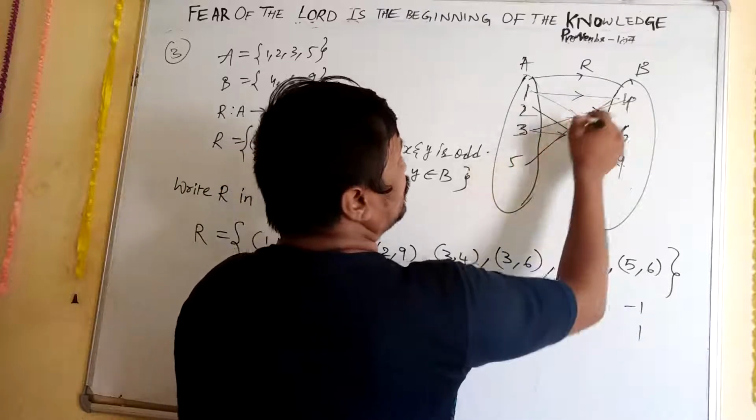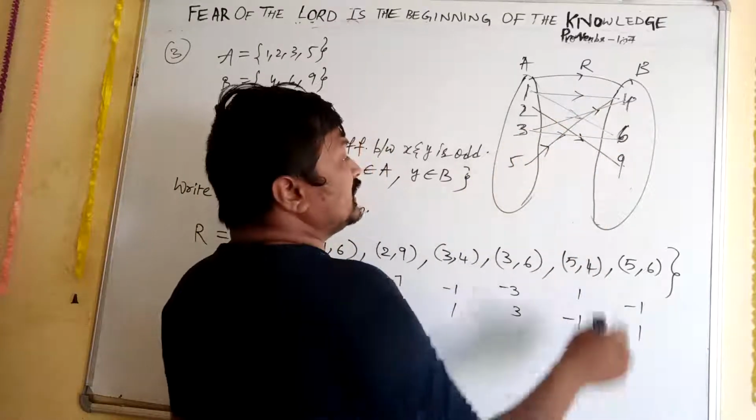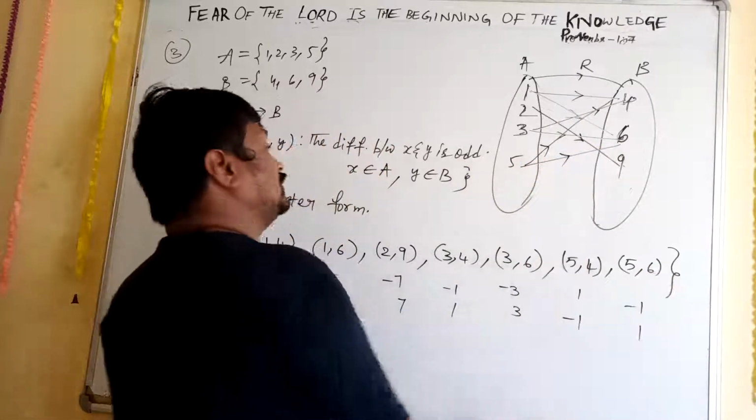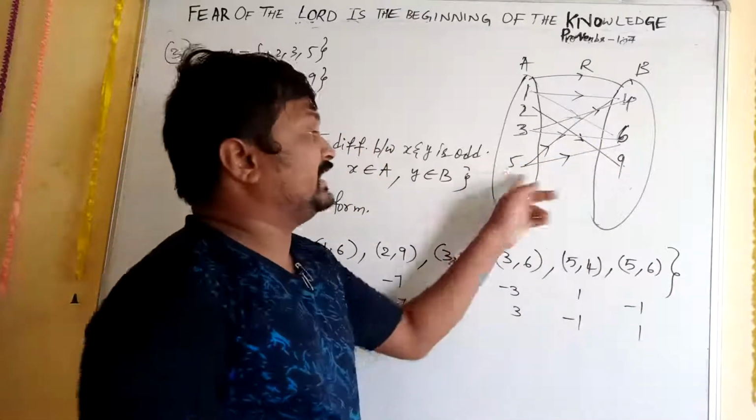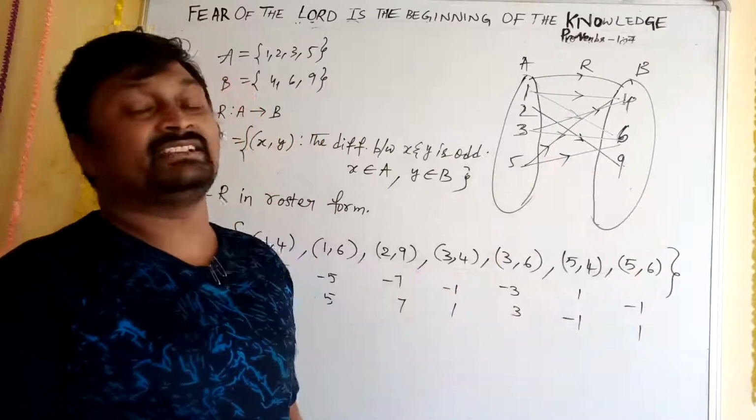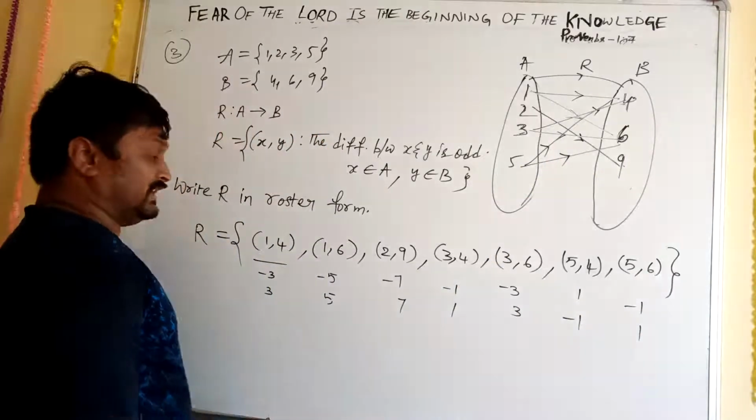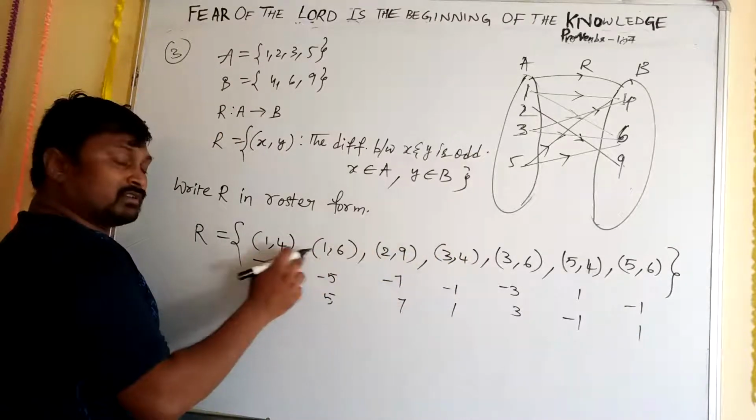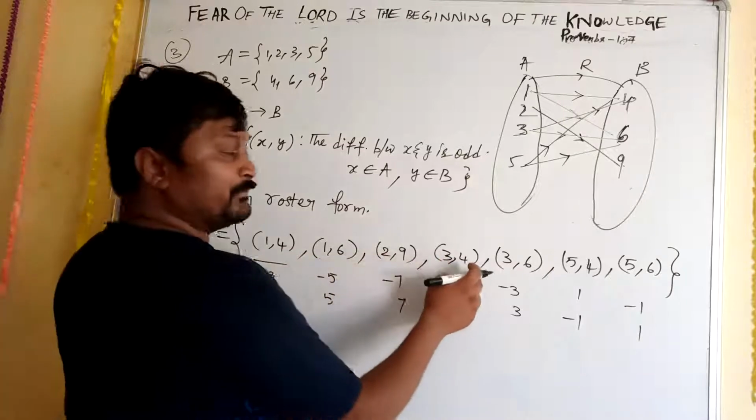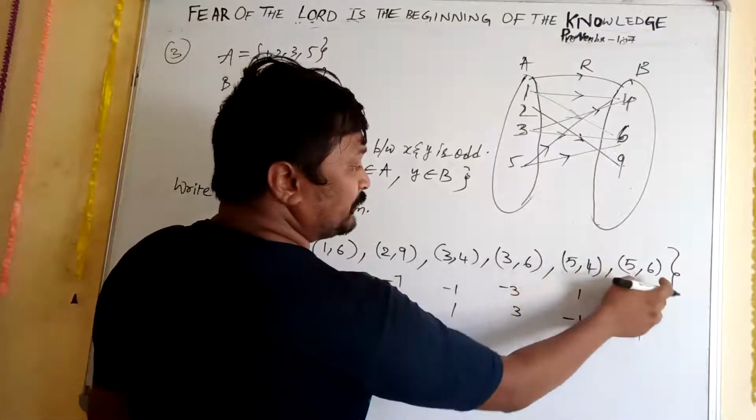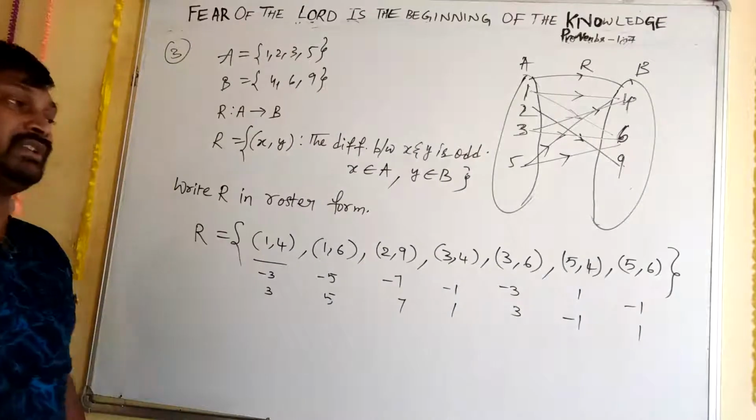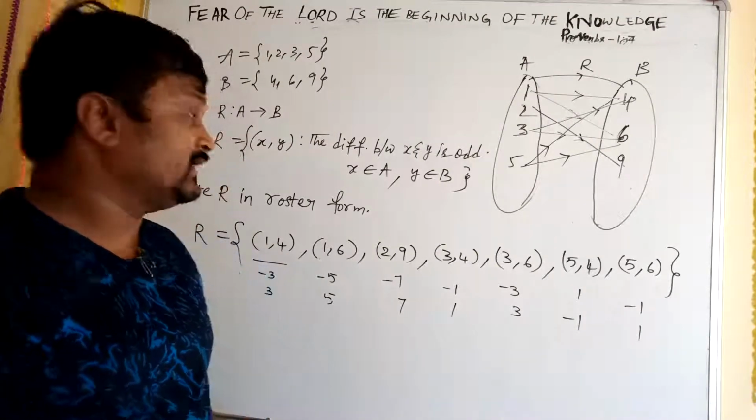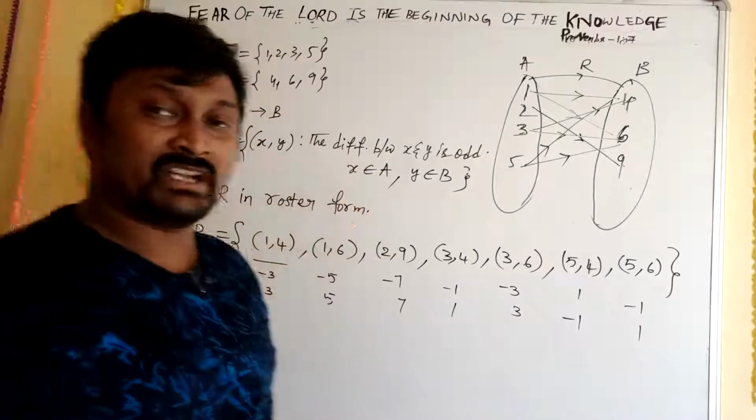Next, 5 minus 4 is nothing but 1. And then 5 minus 6 again is nothing but minus 1, or 1, whichever, odd number. And then 5 minus 9 is nothing but minus 4, it is not an odd number. So that was the reason I wrote all the relations here: 1 4, 1 6, 2 9, 3 4, 3 6, 5 4, 5 6. So then you are going to get your odd numbers. Otherwise, you cannot get odd numbers. Clear? So that is about your problem number 3.